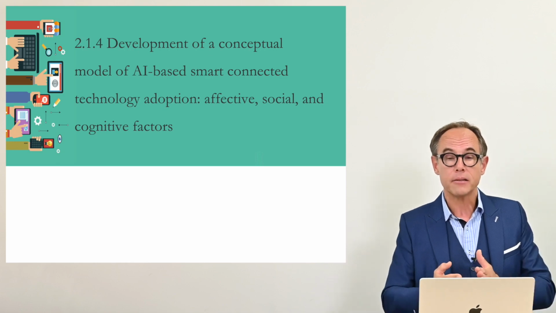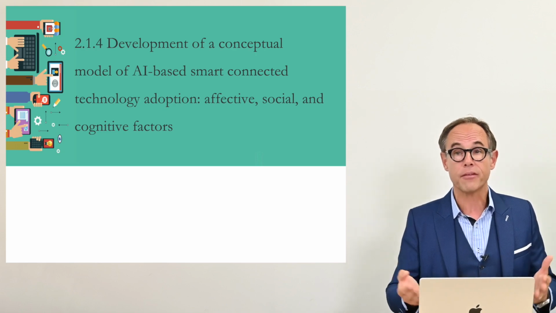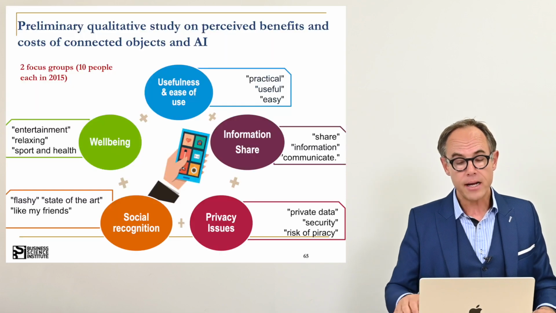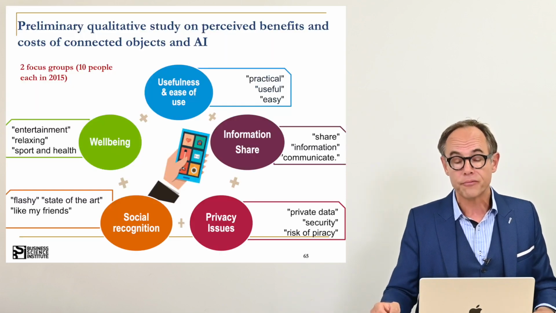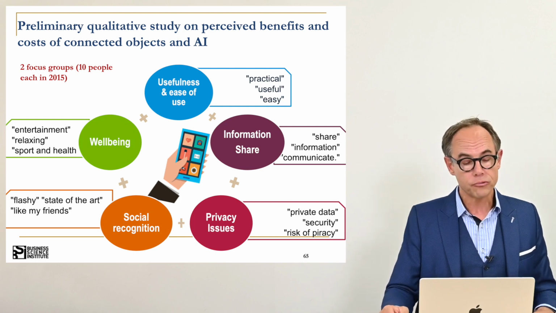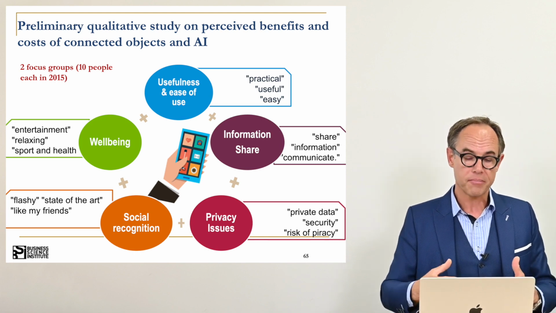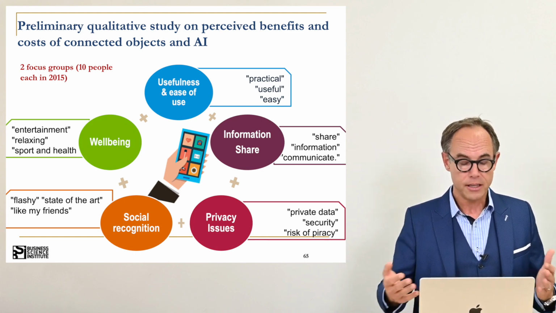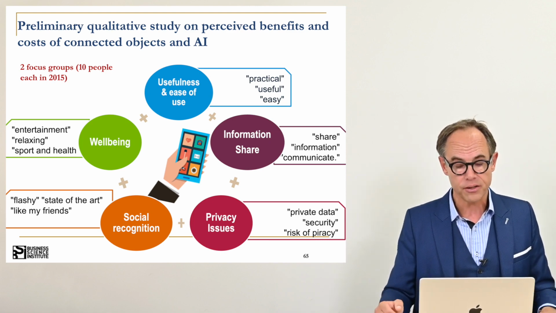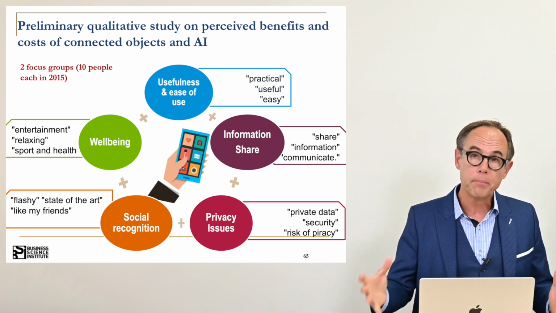You can combine it with a kind of qualitative research, above all if little is known, if there's little research, like in the case of disruptive technologies. That is why we did different qualitative research. For example, here for the smart connected objects, we did 2 focus groups with 10 people in order to make the concepts emerge. And you can see the words that appeared: practical, useful, easy for perceived usefulness and ease of use; information sharing, privacy issues, social recognition and well-being.